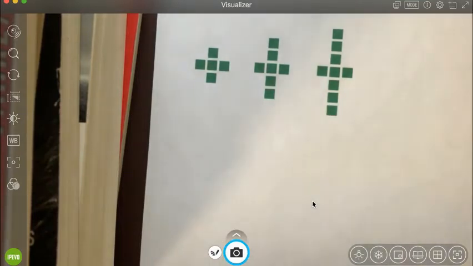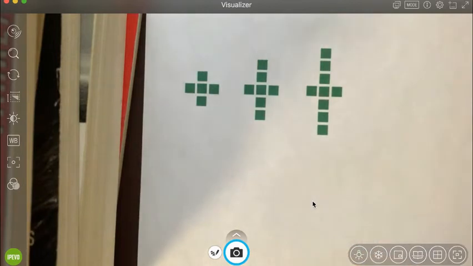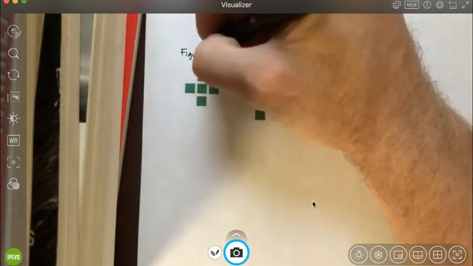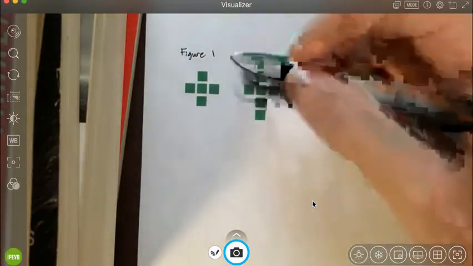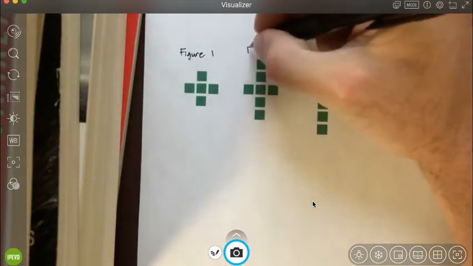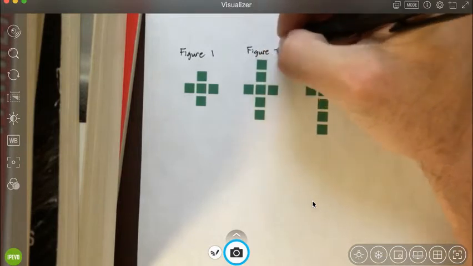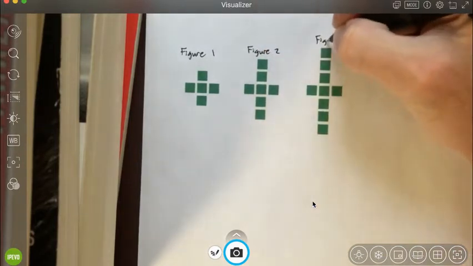So what we're going to open with is just looking at some patterns. This is going to build into a more formal idea in Algebra 1, but just to start, I'm going to give some terms here. I'm going to call this figure 1. I'm going to call this figure 2, and as you probably guessed, I'm going to call this figure 3.